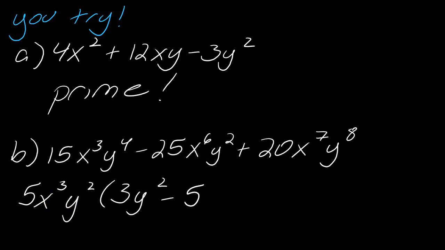Then I've got minus 5x cubed, and now the y's fall out. And then plus 4x to the 4th, y to the 6th. Okay, and so that is all we can do for that one. Okay, so that is the idea of the GCF.